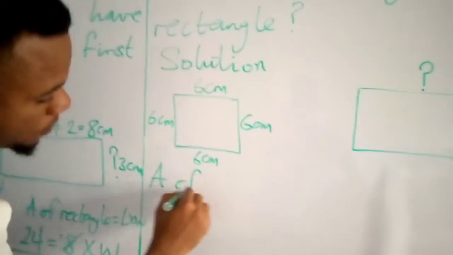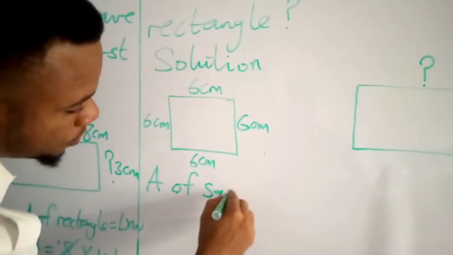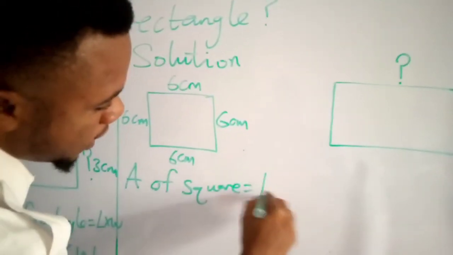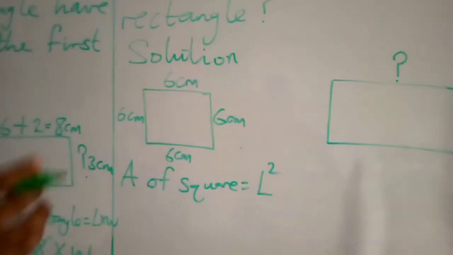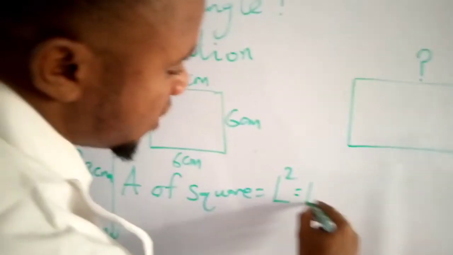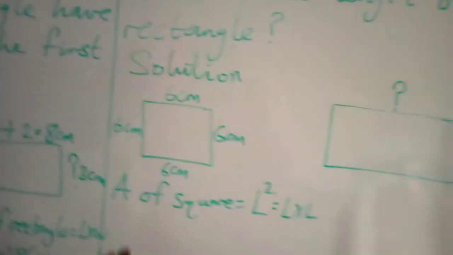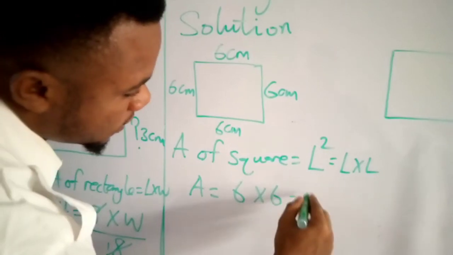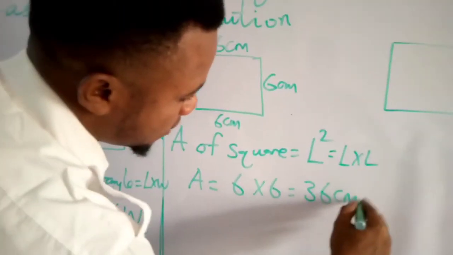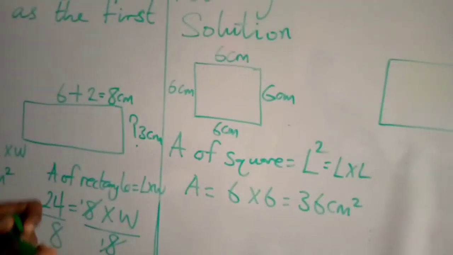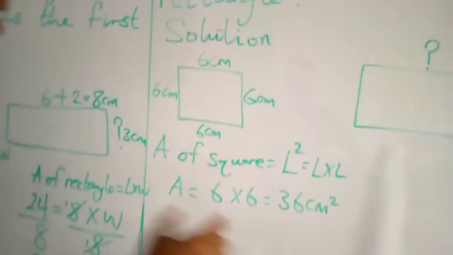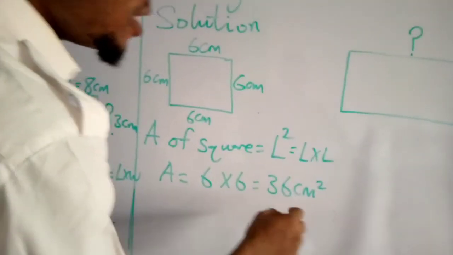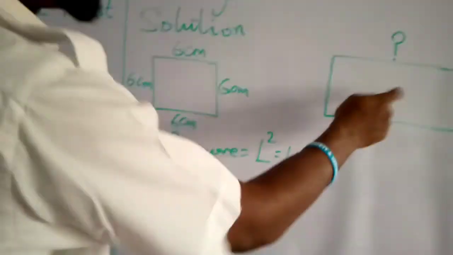Area of square is L squared. L squared means L times L. So you see, area is 6 times 6, which is 36 centimeters squared. Remember they said both have the same area. So if this is 36, this must be 36 also.